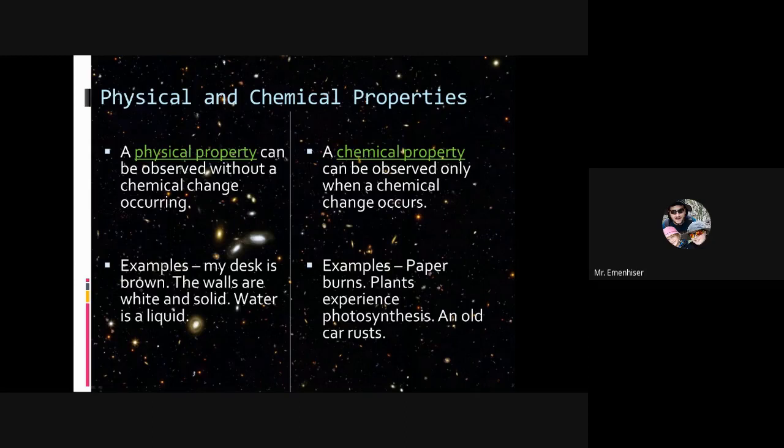Chemical properties can only be observed when a chemical change occurs. So burning paper, right? We know that paper is flammable. Flammability is a chemical property. How easy is it to burn? Well, you have to burn it to determine that, right? And so that's a chemical property. Photosynthesis is a chemical property. Rusting is a chemical property because rusting is a chemical process, right? And you're turning something into something else.